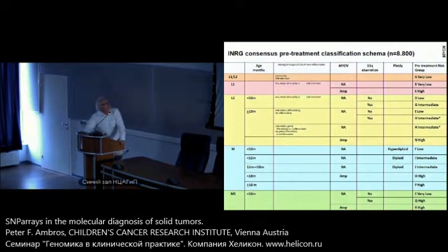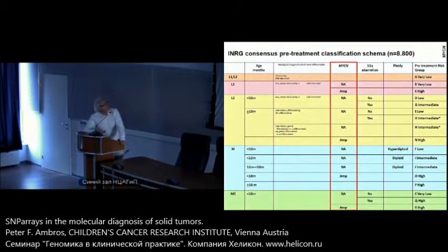This is now a classification. I had the honor to work with this group. It's an international group of Australian, Americans, Japanese, and Europeans. And we gathered together 8,800 neuroblastomas. This is quite a lot for pediatric tumors. And we have seen that amplification really changes the outcome drastically.